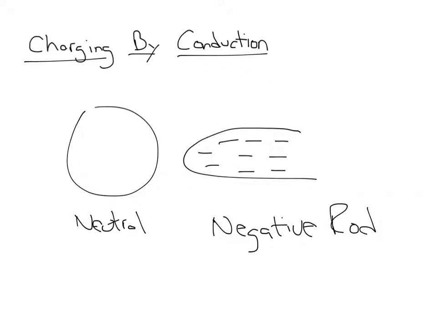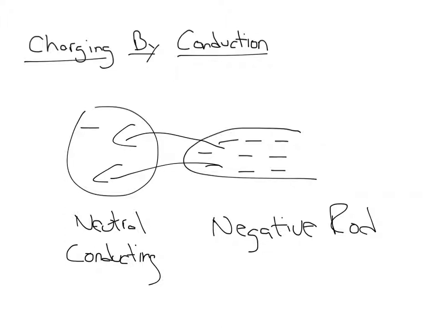Charging by conduction is our third way of charging an object. It's very easy to understand. I have a negative rod. I bring it close to a neutral conducting sphere. It doesn't have to be conducting. It can be a rubber sphere. But if it's a conductor, the electrons are free to move. Anyways, I bring this rod and touch it to this neutral object, and some of the electrons from the rod will go on to the sphere.